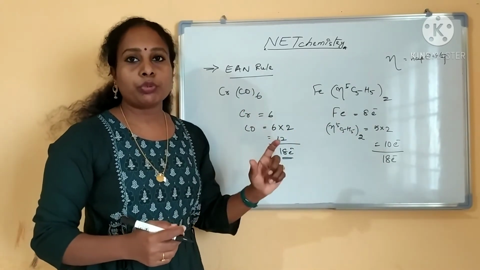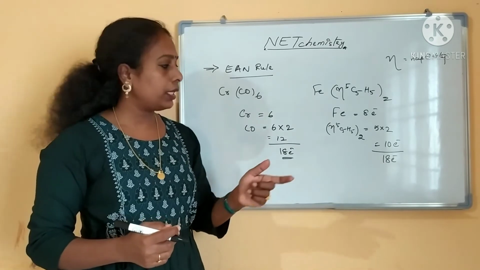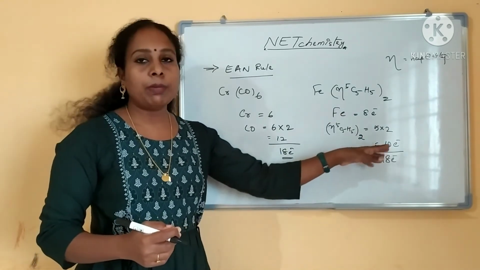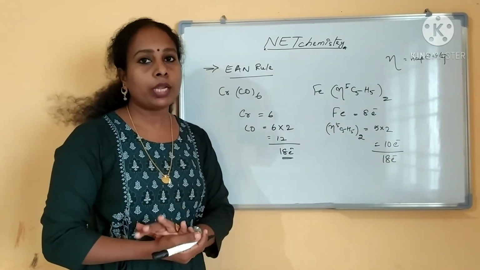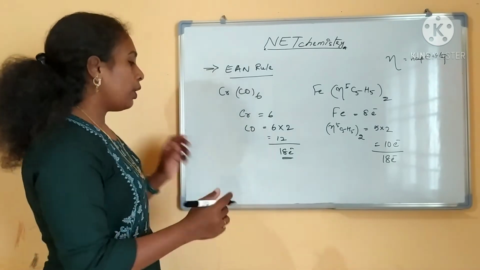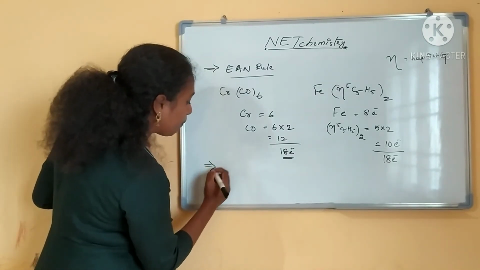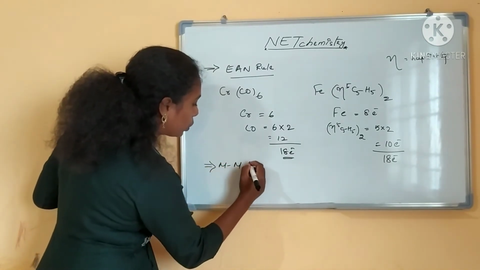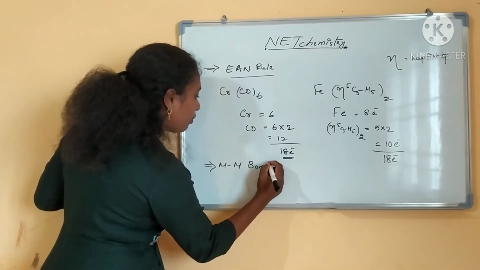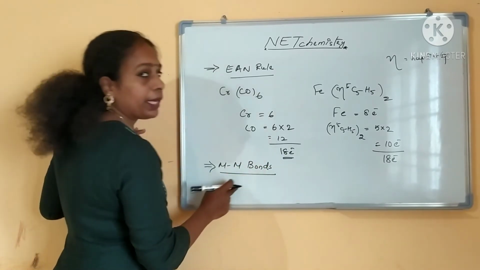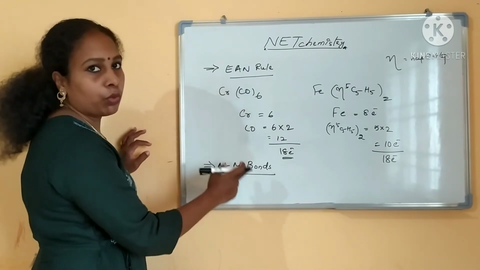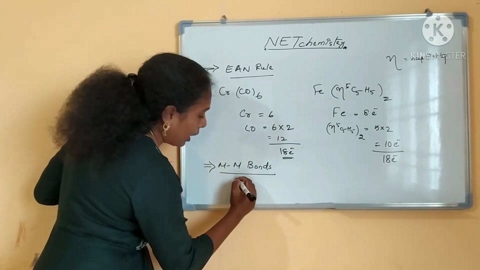For that, you should know how many electrons are present in the metal and how much each ligand will donate. Okay, clear? Now another thing is to find out the metal bonds present. What can you find out with this 18 electron rule? How many metal bonds are present in an organometallic compound?